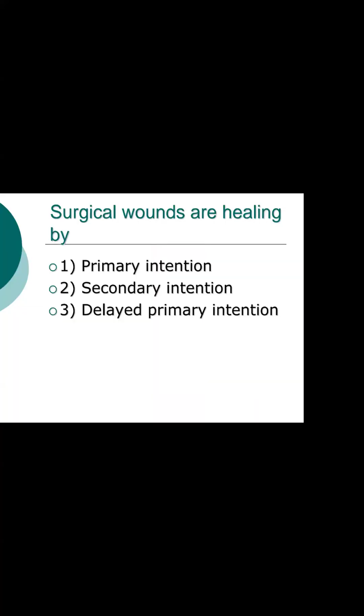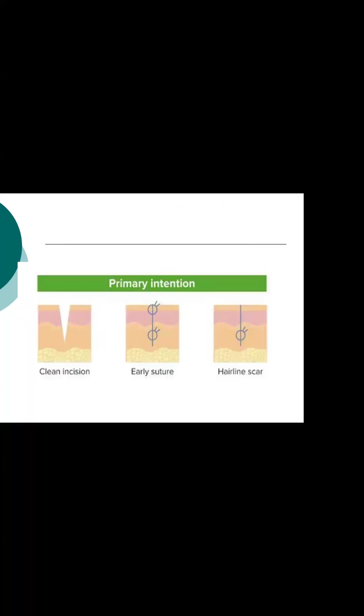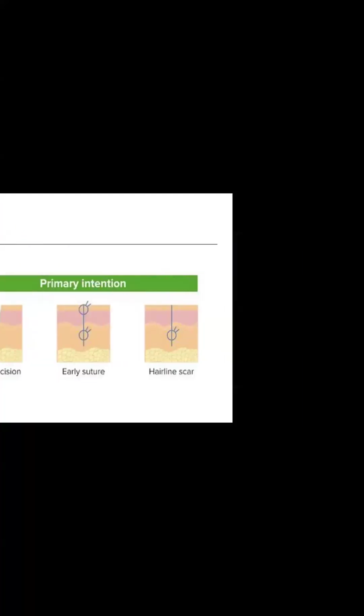Now, whenever we talk about wound healing, we will talk about the types. Before that, for any wound, there are three ways of healing: primary intention, secondary intention, and delayed primary intention. Primary intention is a small wound that heals fast. Look at the picture. There's a clean surgery, a clean incision. You do the suturing, and there's a small scar. That is primary intention healing.